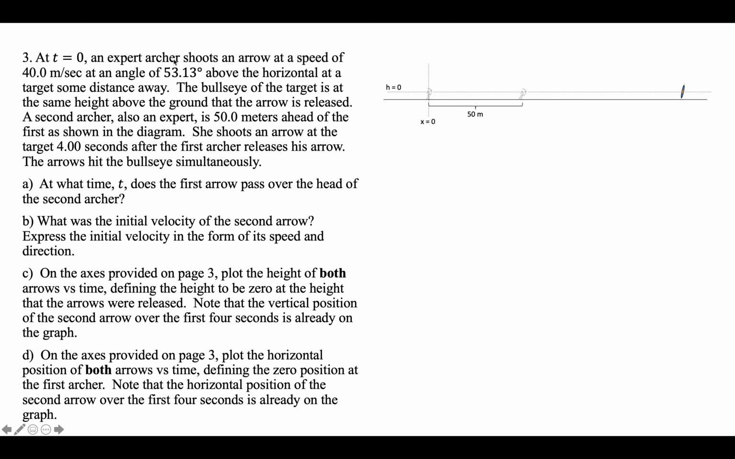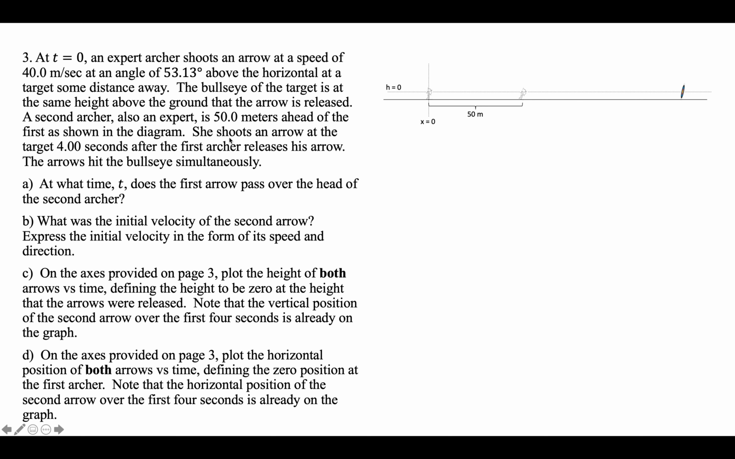At t equals 0, an expert archer shoots an arrow at a speed of 40 meters per second at an angle of 53.13 degrees above the horizontal at a target some distance away. It's the same height as the arrow is released. The second archer, also an expert, is 50 meters ahead of the first archer. She shoots an arrow 4 seconds after the first archer releases his arrow. The arrows hit the bullseye simultaneously.